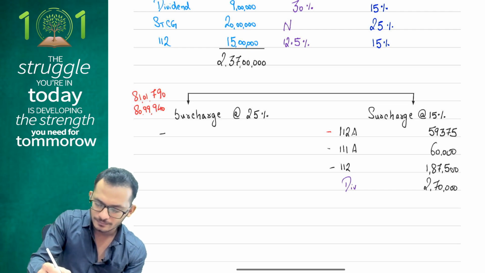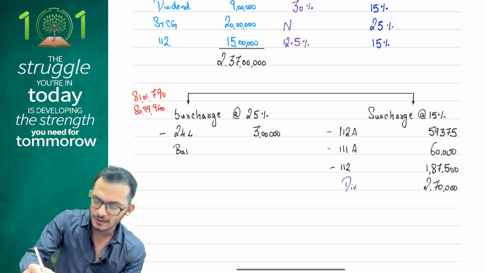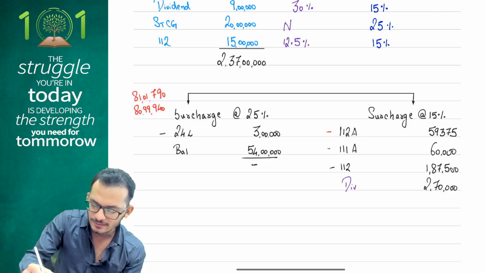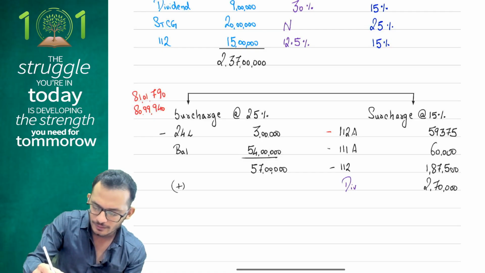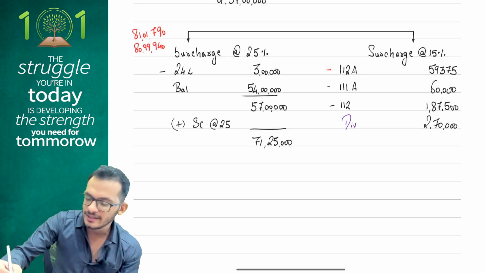For the first 24 lakhs, I'll tax at 3 lakhs, and the balance goes to 54 lakhs. The answer is 57 lakhs. People, on this 57 lakhs, I can surcharge at the rate of 25. Adding the number is 71 lakh 25,000. Adding a cess, not needed right now, first total this.